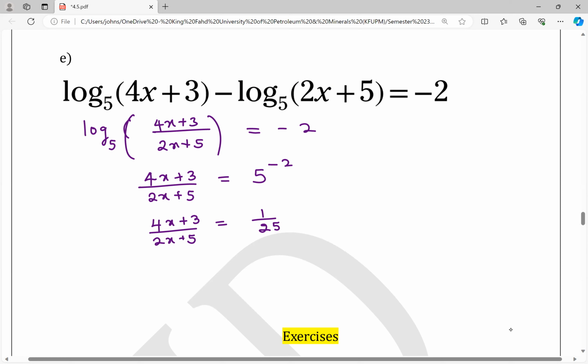Yes. Okay. Now we can cross multiply. So you have 25 multiplying 4x plus 3. It simply equals to 25 times 2x plus 5. And then what is this? This is going to be 100x, right? Plus, I think it's 75, yes, equals to 2x plus 5.